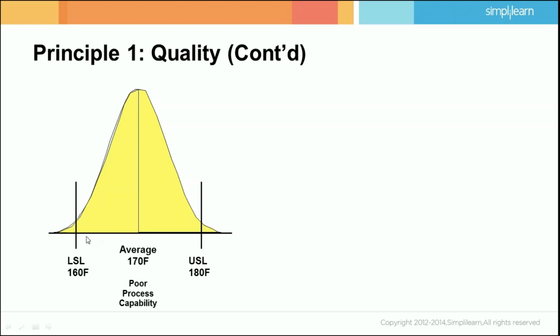Of course, that's just one. When we go for a cup of coffee, there are several things that we may like, right? The sweetness, the flavor. But this is just an example looking at the temperature for that cup of coffee. So principle one is about quality.